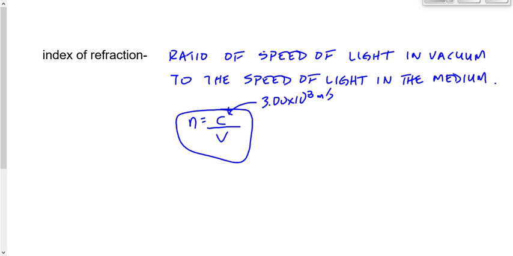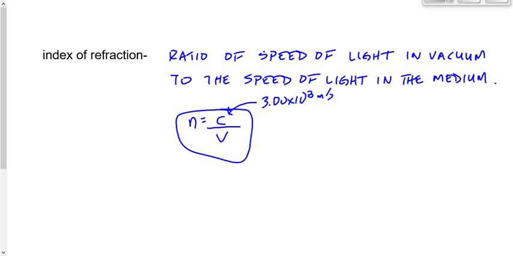Index of refraction, the ratio of the speed of light in a vacuum to the speed of light in the medium. It's really just a measurement of how much light bends. Okay, the index of refraction for diamond is much greater than the index of refraction for glass because the speed changes more. Therefore, light bends more in diamond than it does in glass. Think you got it? Make sense?